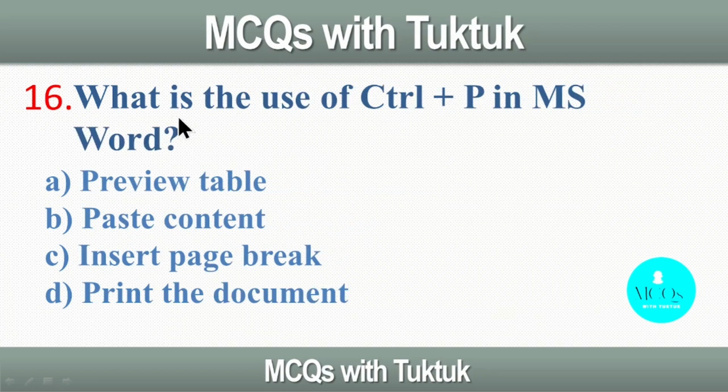Ctrl P. Ctrl P will show you the print dialog box and you can take the printout of your documents. You have got many adjustments that you can do. I will show you in the next video how you can take the printout in MS Word. But the shortcut key is Ctrl plus P.